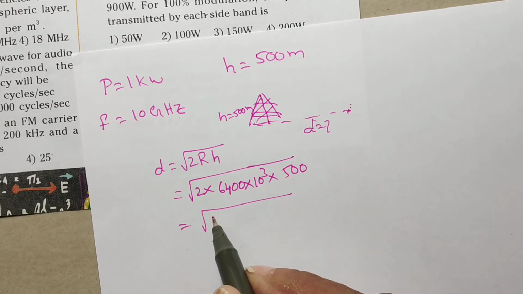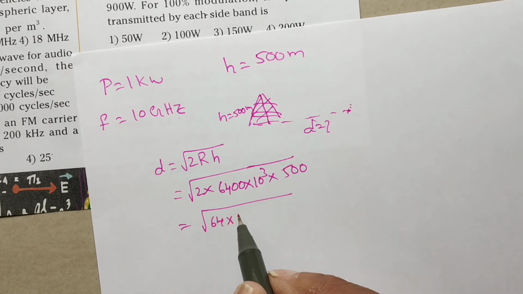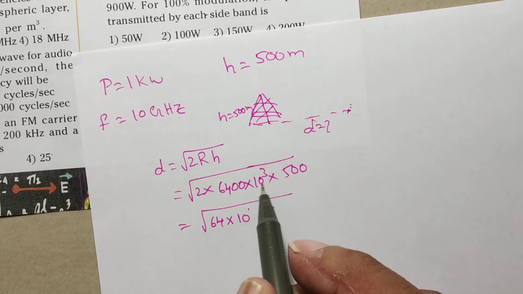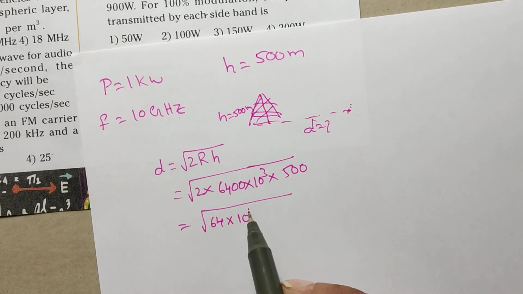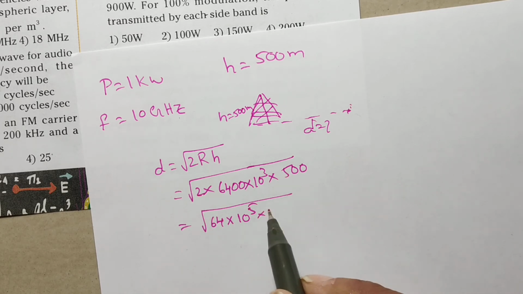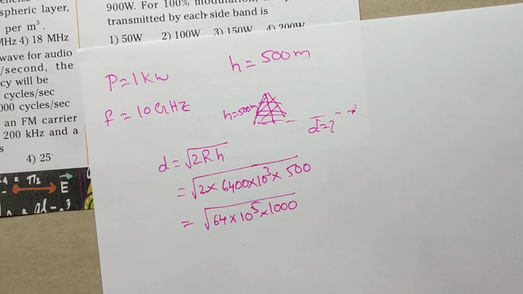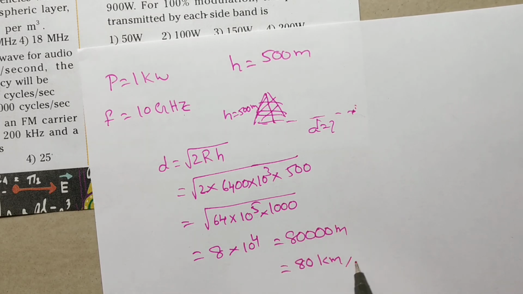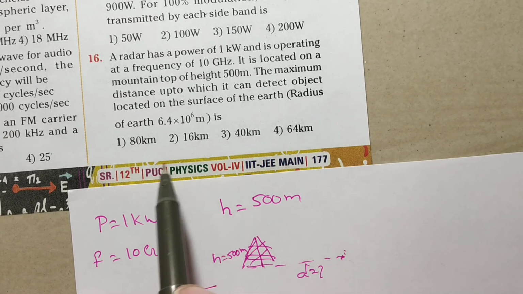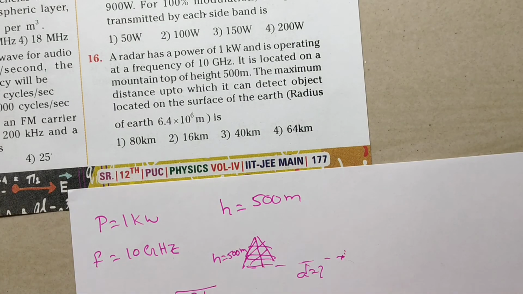That means 64 into 10 to the power of 5 into 2 into 500 means 1000. 64 means 8, and 10 to the power of 5 times 10 to the power of 3 means 10 to the power of 8. Square root of that gives 10 to the power of 4. That means 80,000 meters. You can simply write it as 80 kilometers. So which option is correct? 80 kilometers, first option is correct. Thank you.